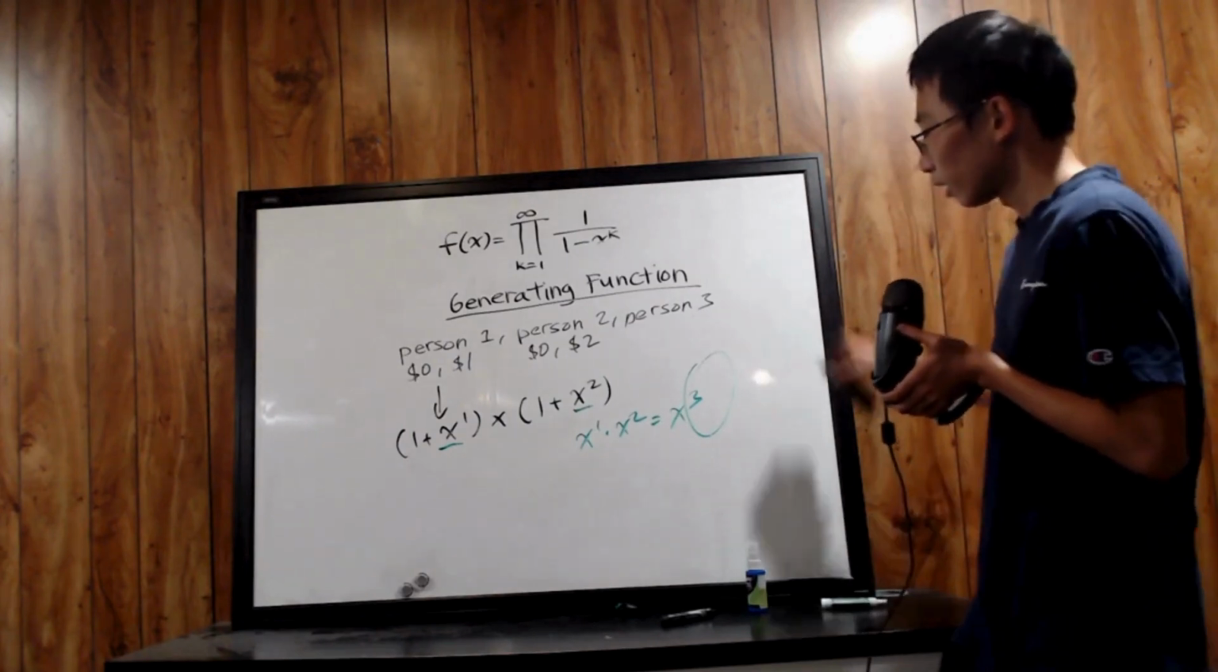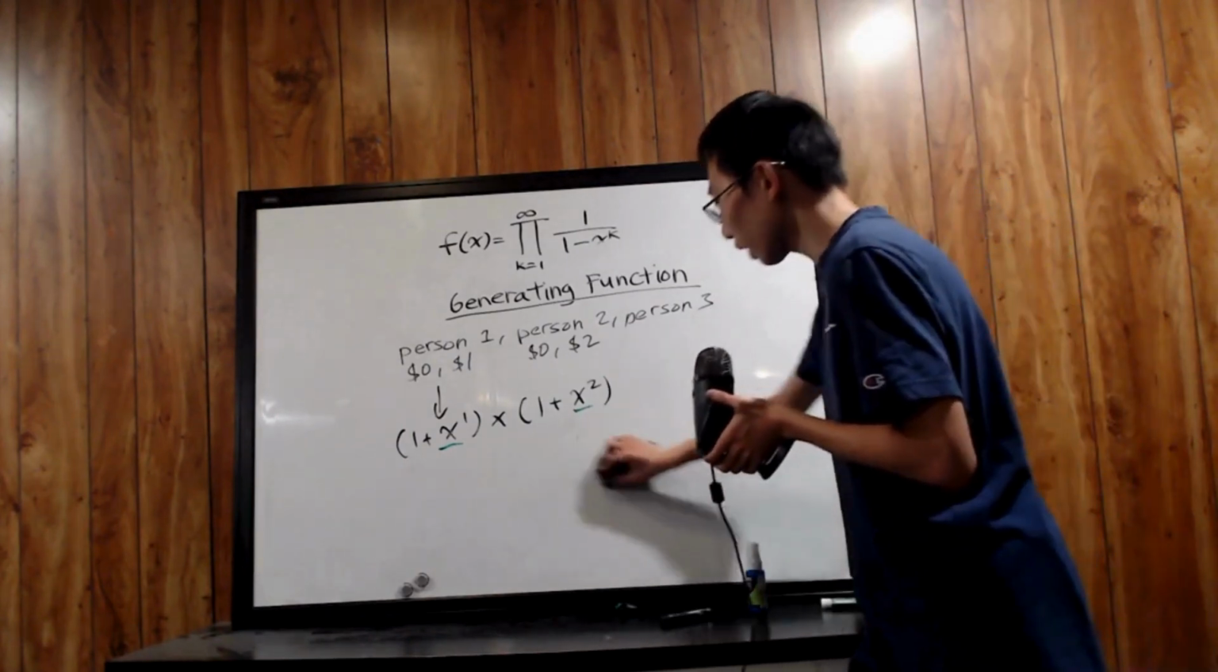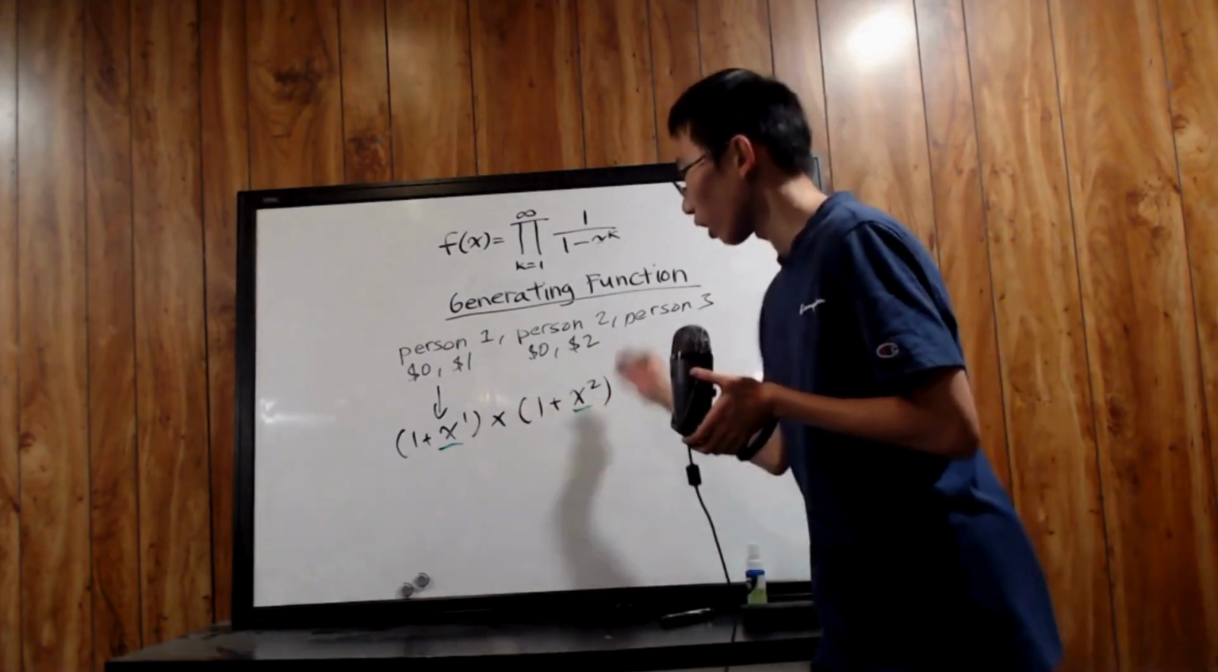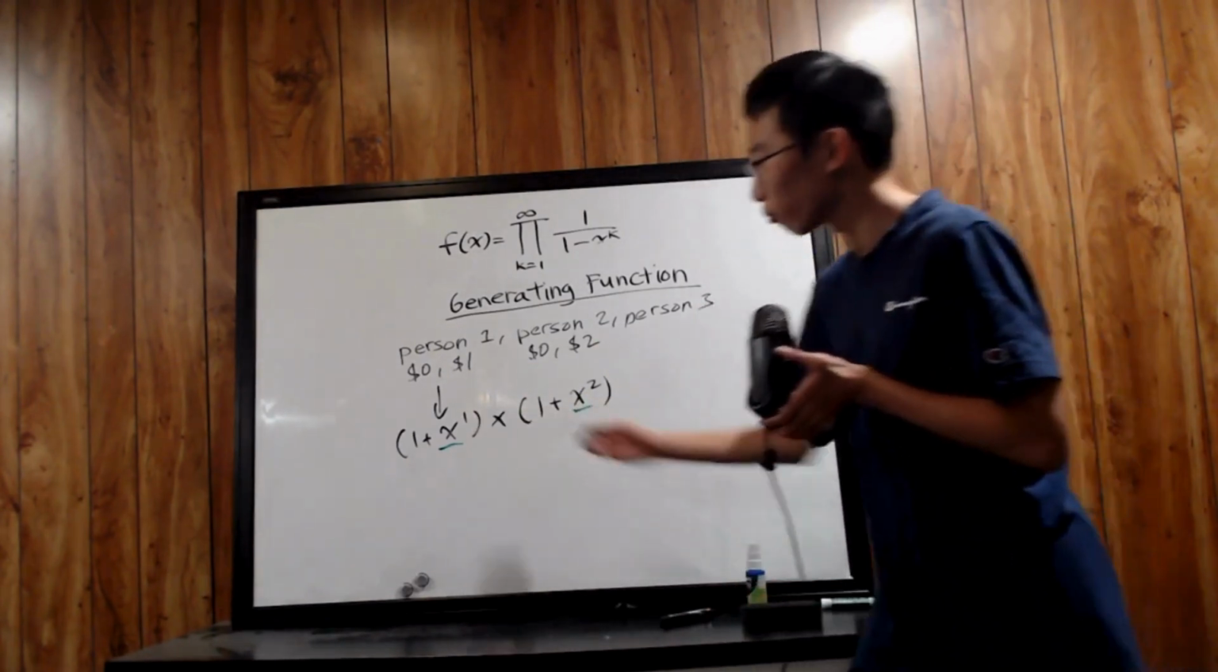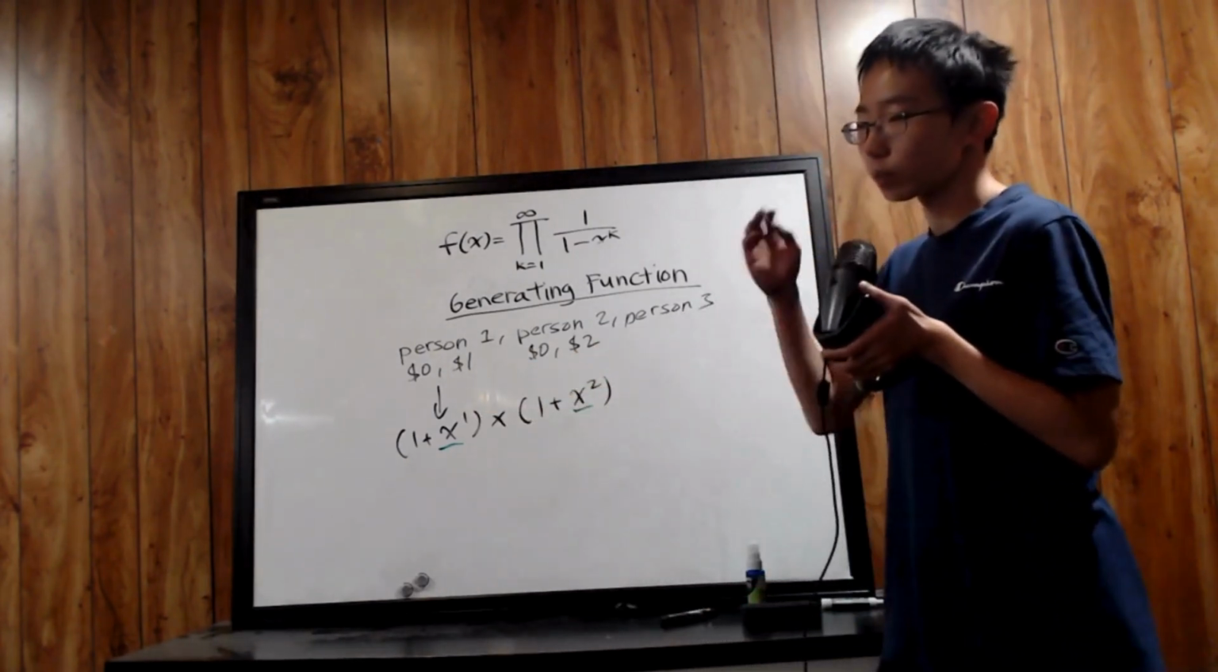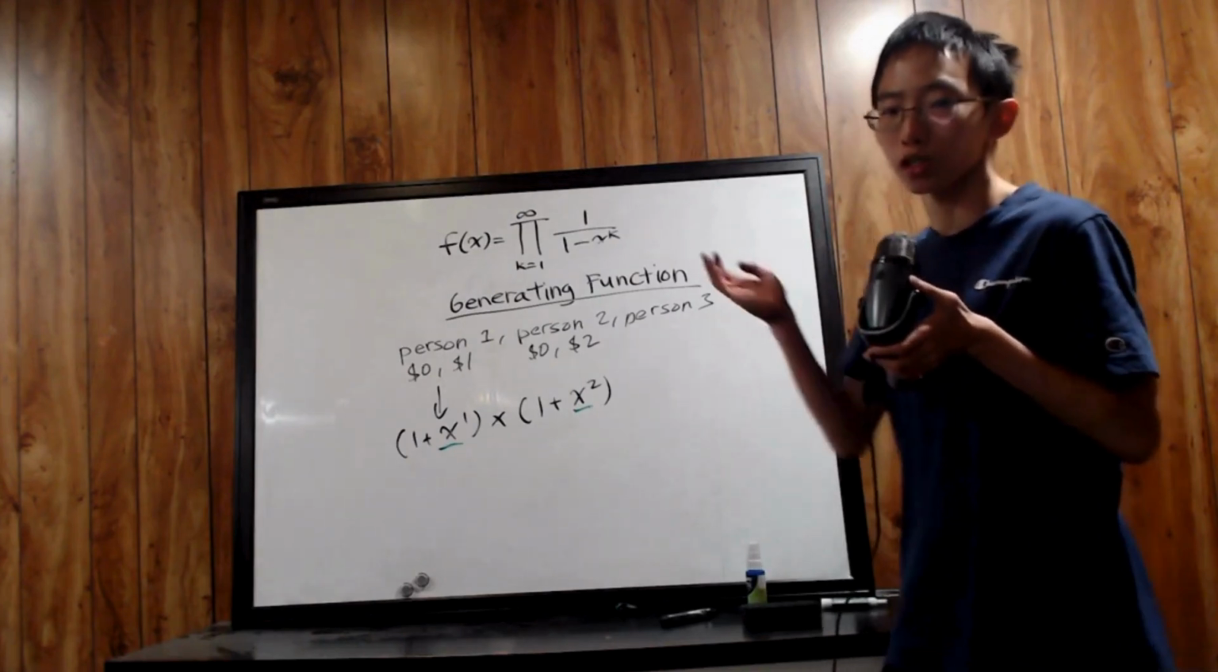So notice that this is the idea. When we place the outcomes as the exponents on a placeholder variable, and when we multiply polynomials, the exponents will add corresponding to a possible sum.